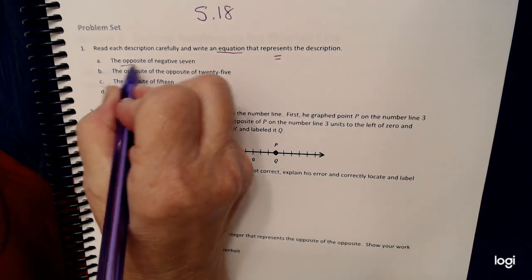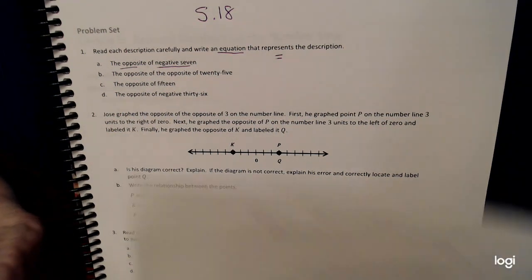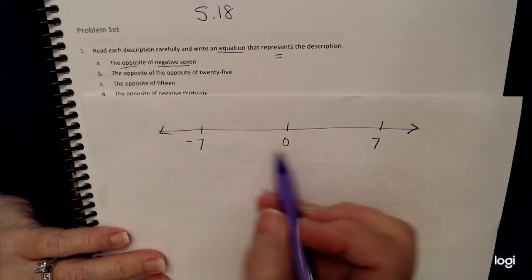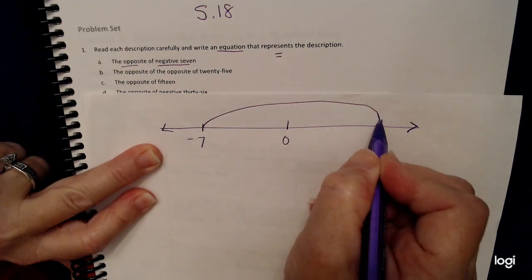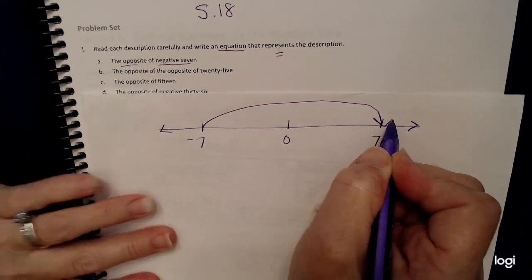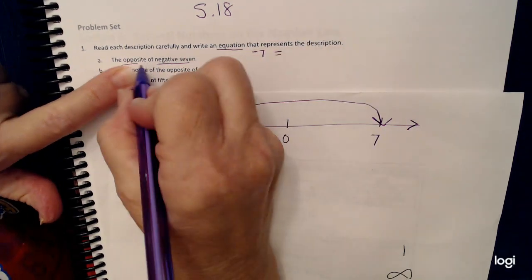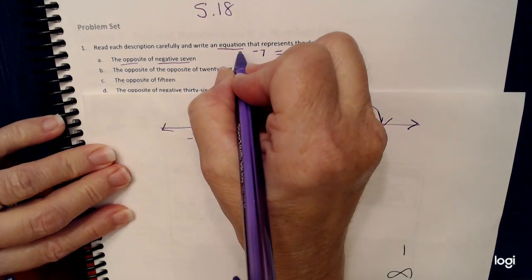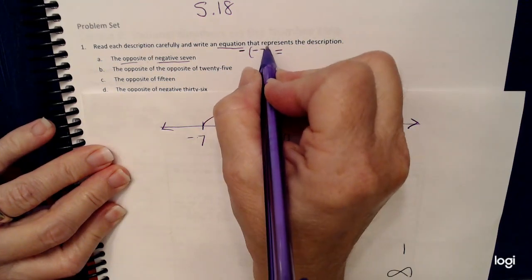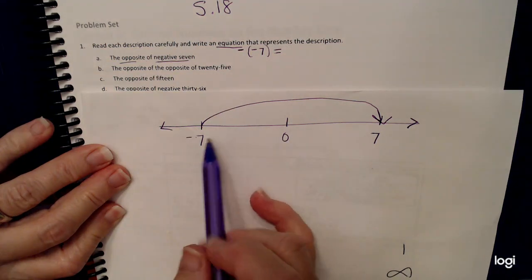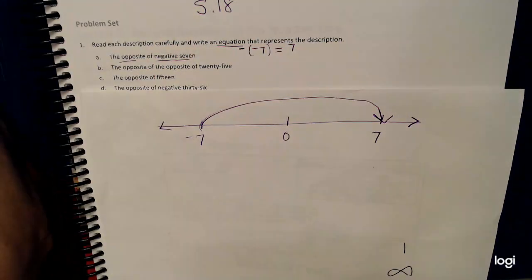This says the opposite of -7. Well, I made a little number line right here for us, and I said, okay, here's -7. What's the opposite of -7? Well, the opposite of -7 is +7. So for our equation, we're going to find the original number, which is -7. We want to know what the opposite is, so we're going to represent opposite with a negative. Now it looks kind of funny with a negative and a negative, so we're going to put some parentheses like this. And you guys just found out that the opposite of -7 equals +7.